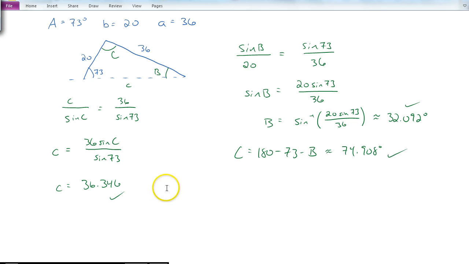Okay, so I think that covers not only just the ambiguous case, but also just how to solve parts of triangles and how to recognize what parts are given. Hope that helps.